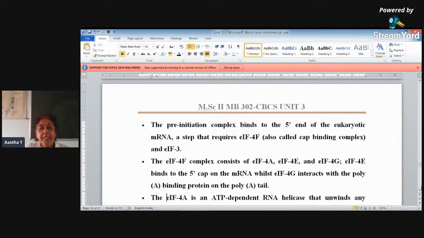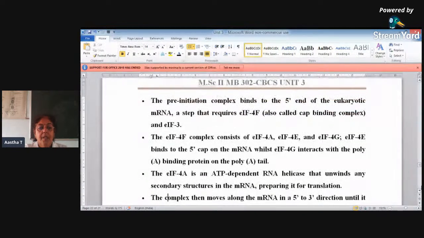लक्षात ठेवा, प्री इनिशिएशन कॉम्प्लेक्समध्ये इनिशिएशन फॅक्टर 4F आहे आणि इनिशिएशन फॅक्टर 3 आहे. आता 4F कॉम्प्लेक्स जो आहे तो कशाने बनलेला आहे? 4A, 4E आणि 4G. त्यातला 4E जो आहे तो कॅपला अटॅच होतो. 4G जो आहे तो टेलला अटॅच होतो. mRNA ला कॅप आणि टेल असतं eukaryotes मध्ये.